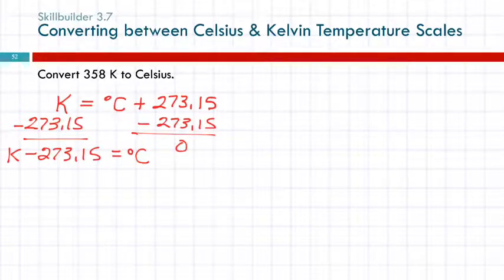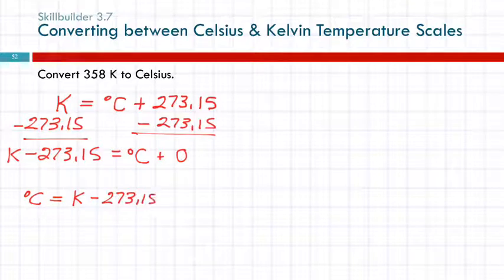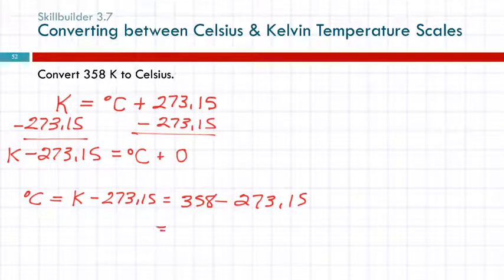So I end up, well, let's make that a little neater. So that was 0, so plus 0. So the Celsius temperature is going to equal the Kelvin temperature minus 273.15. So that's 358 minus 273.15. My calculator tells me 84.85. And that would be degrees Celsius.